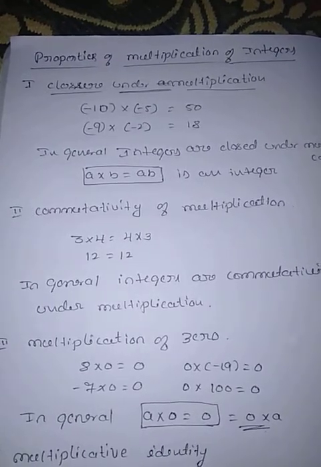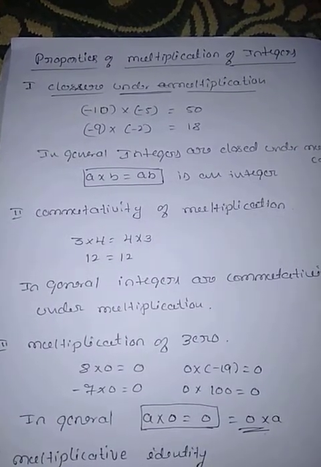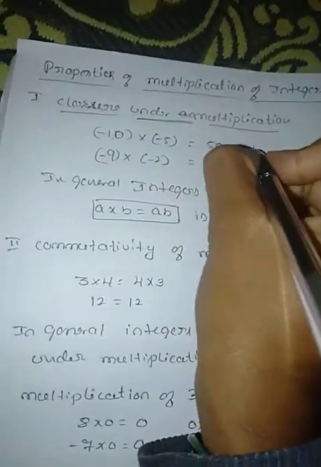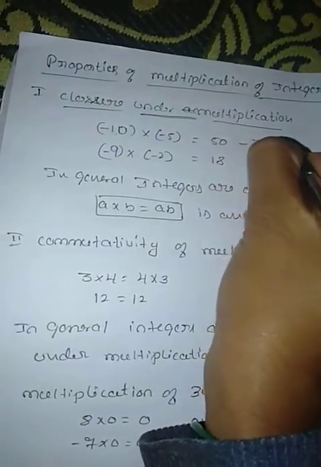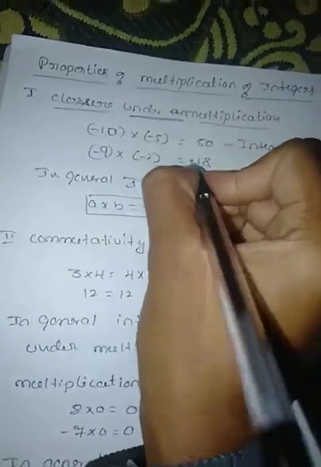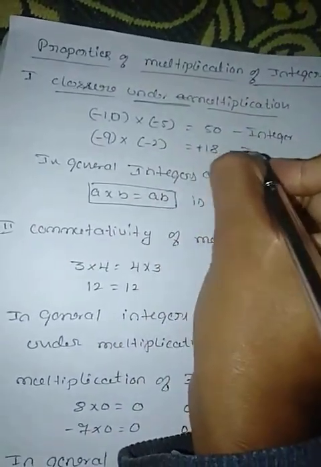The first one is closure property under multiplication. Here I'll take two integers, one negative integer and another also a negative integer. When we multiply these two integers, we also get an integer. See here, minus 9 into minus 2, minus into minus is plus, and 9 2s are 18. This is also an integer.